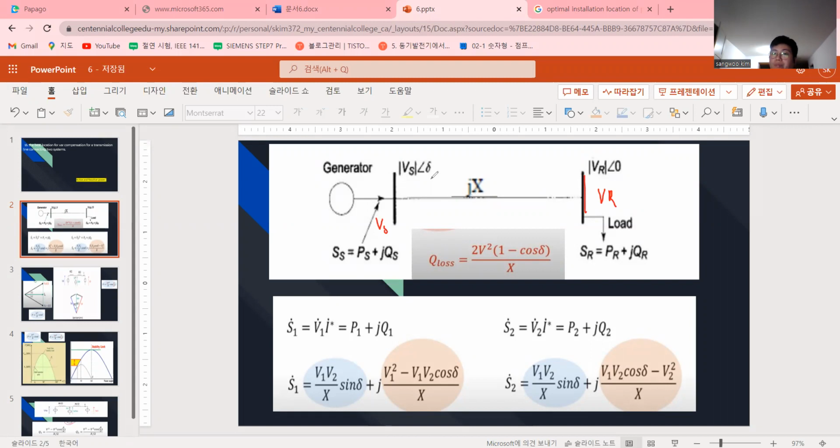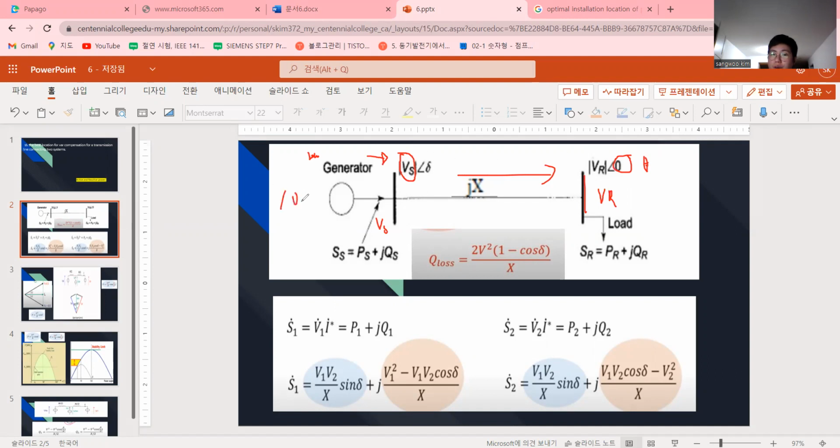You guys remember? First, the magnitude, not the degree, is related to reactive power. And this angle theta is related to active power, right? So the power flows from the bigger magnitude to the lower magnitude.